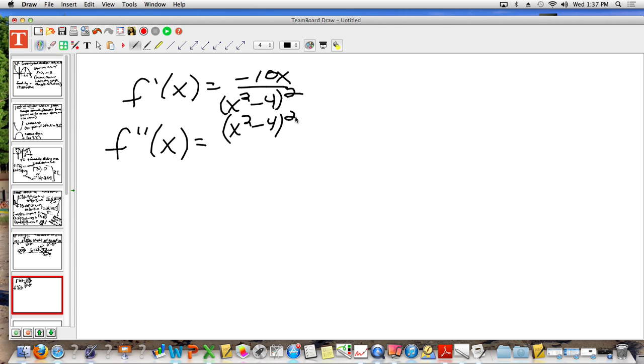We're doing the quotient rule. Times the derivative of the numerator. What's the derivative of the numerator? Negative 10. Minus the numerator, which is negative 10x, times the derivative of the denominator, and that's not going to be fun. How do I find the derivative of the denominator? The chain rule.